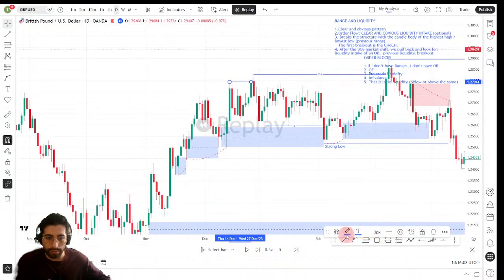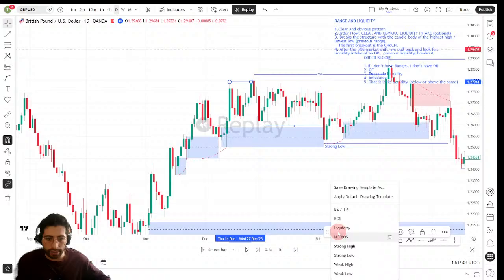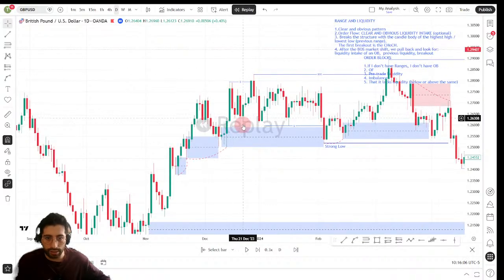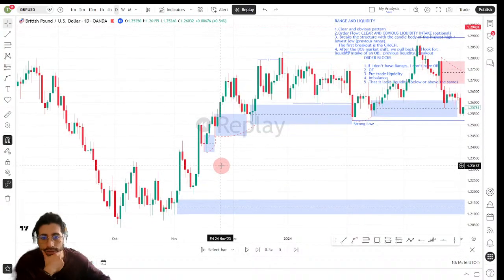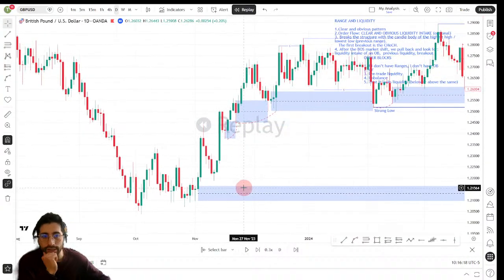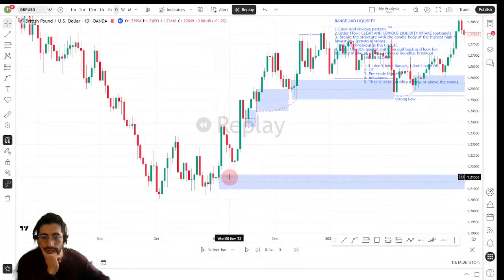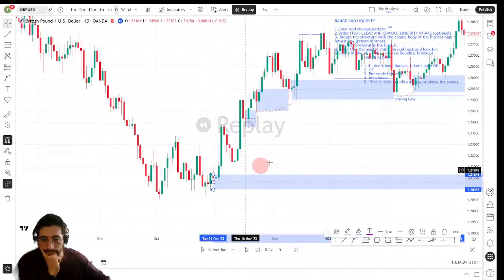Liquidity right here. I'm just marking here the end of the range liquidity, and then we have here a break of structure. Yeah. So this is the range ending. Right. So okay, we already understand all of this, and now we need to find again on the strong low, right? This is the exercise we have been doing during today's video, right?